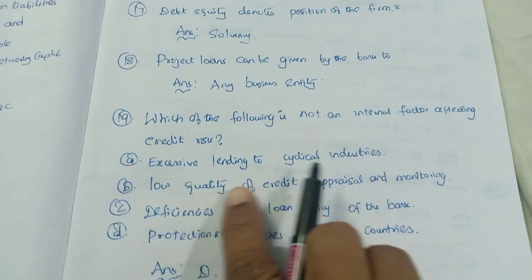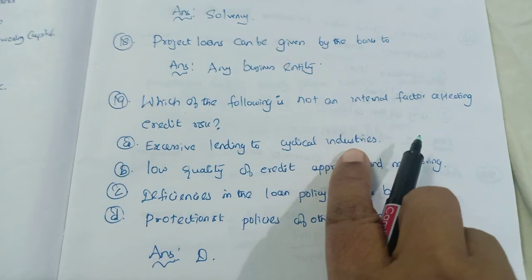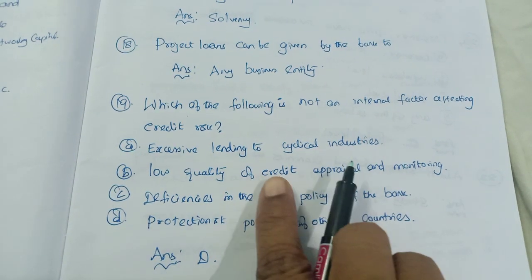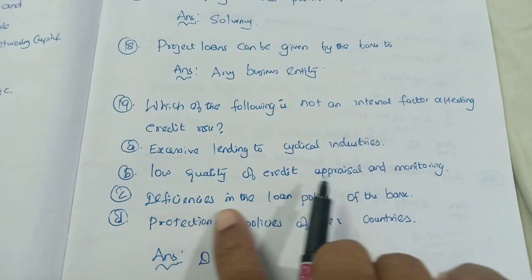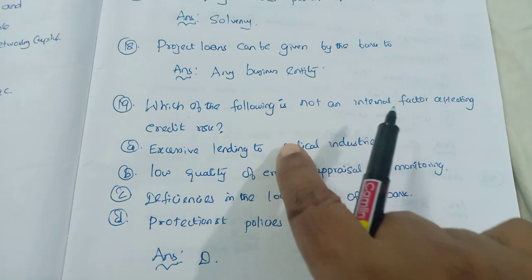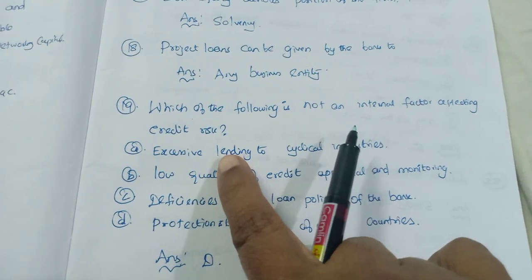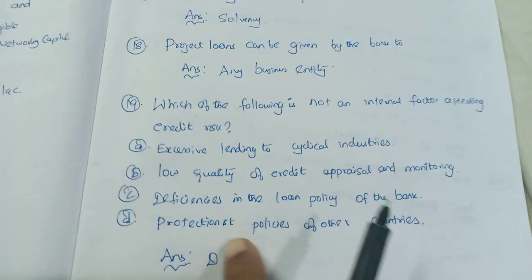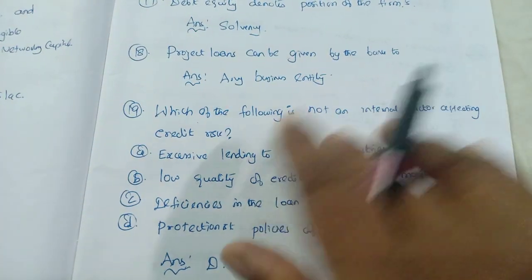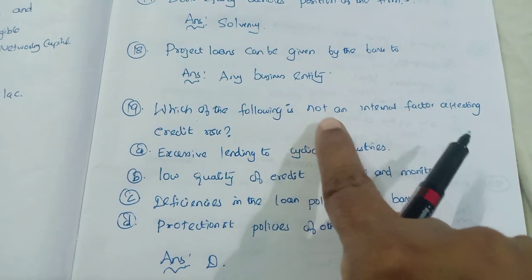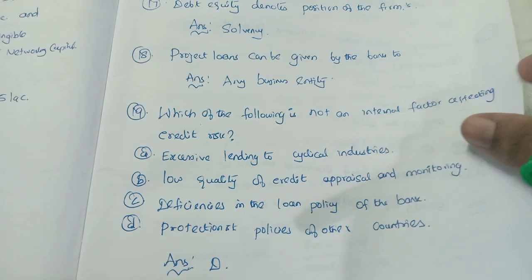All the three, that is excessive lending to cyclical industries, low quality of credit appraisal and monitoring, deficiencies in the loan policy of the bank. All these three affect the internal factor of the credit risk. But protectionist policies of other countries does not affect. Our question is not an internal factor.